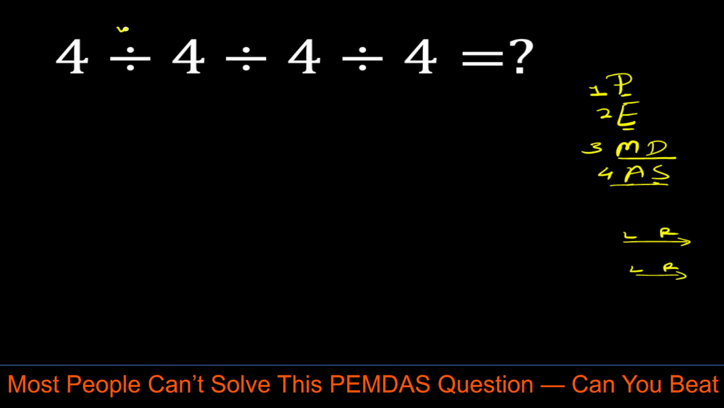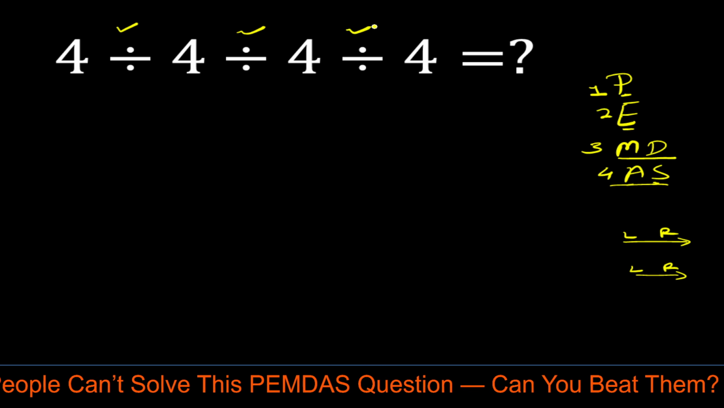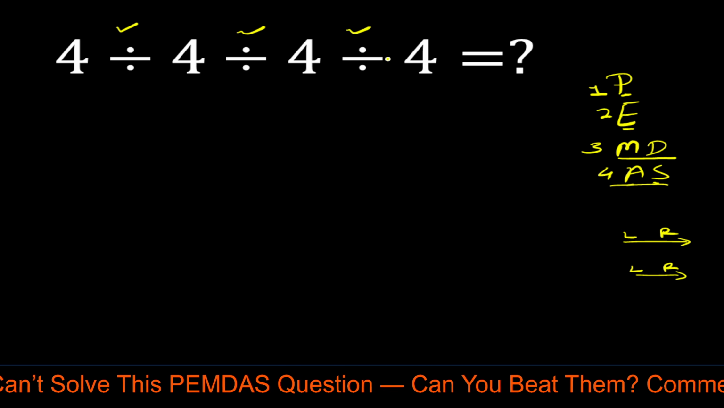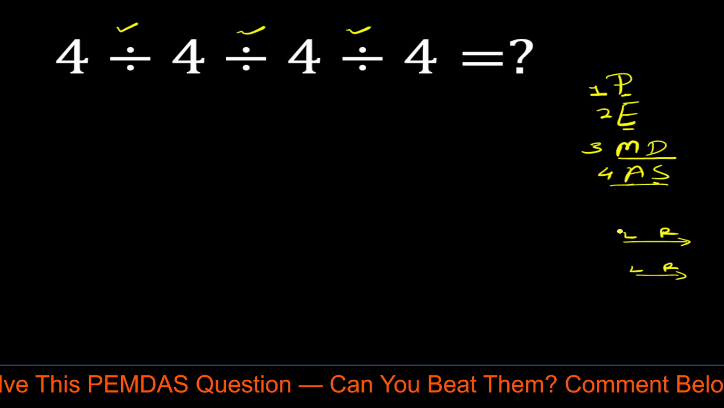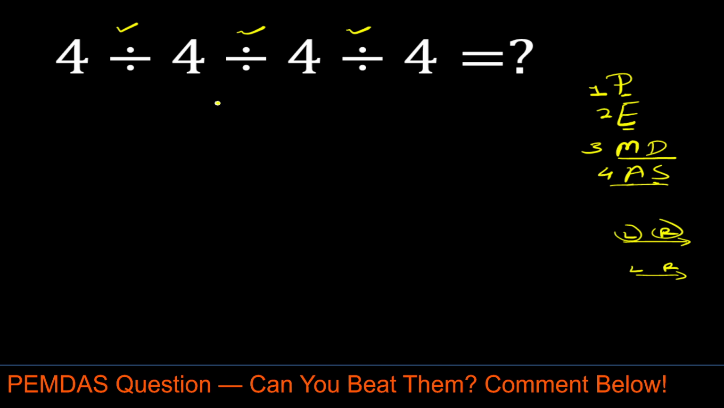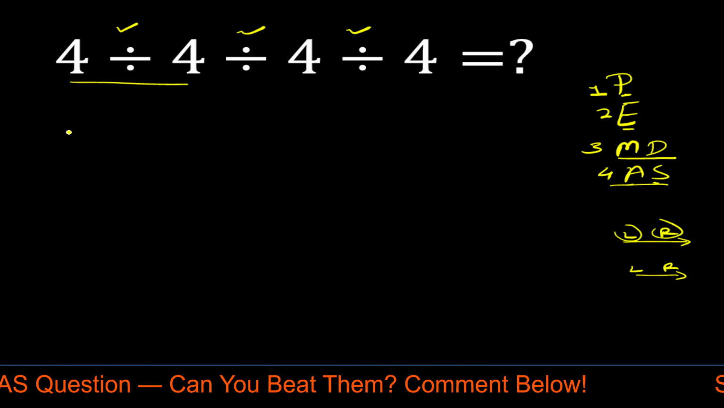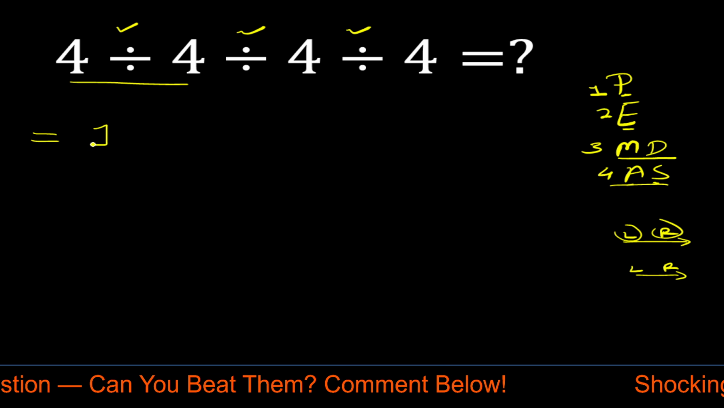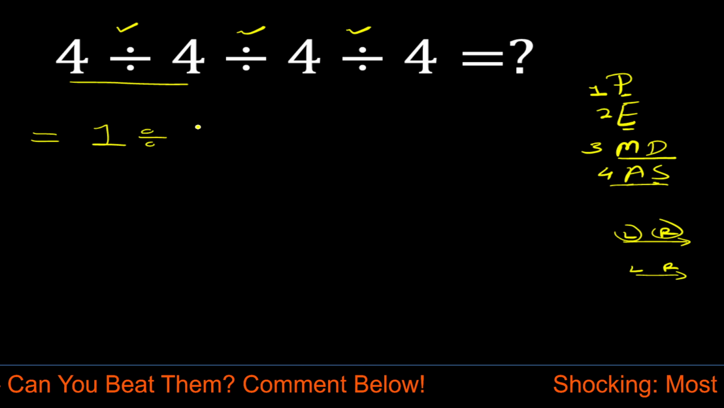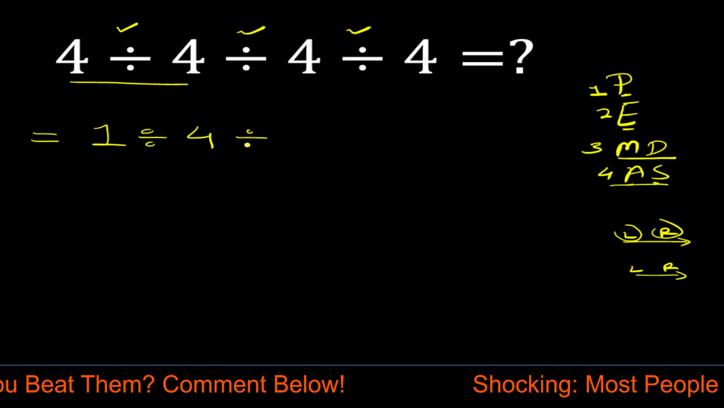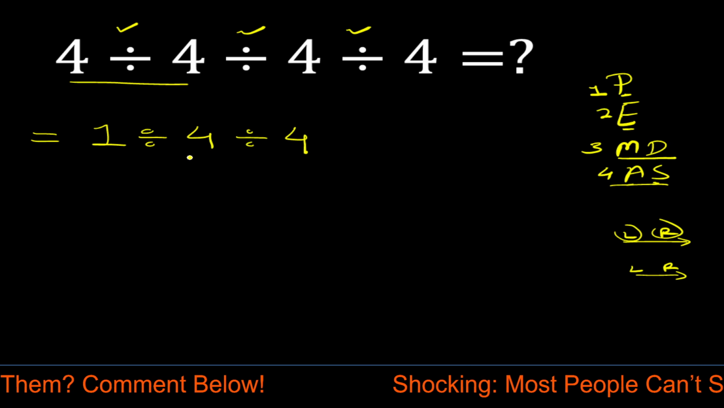So in this question, here we have one division, here division, and here division, and all have equal priority, so we have to solve it from left to right. So first we have to solve this division, right? So now 1 divided by 4 divided by 4, right?